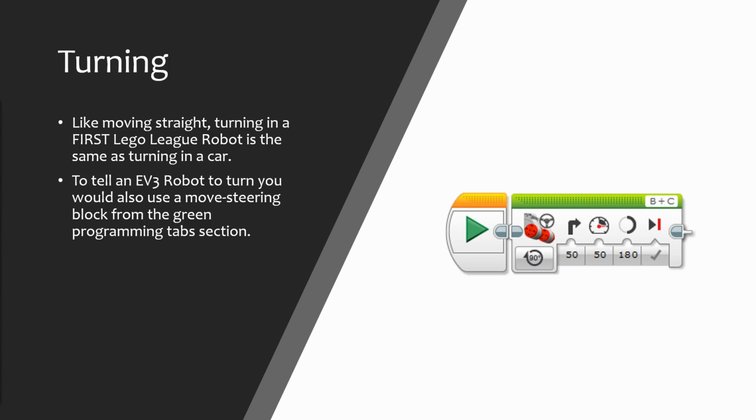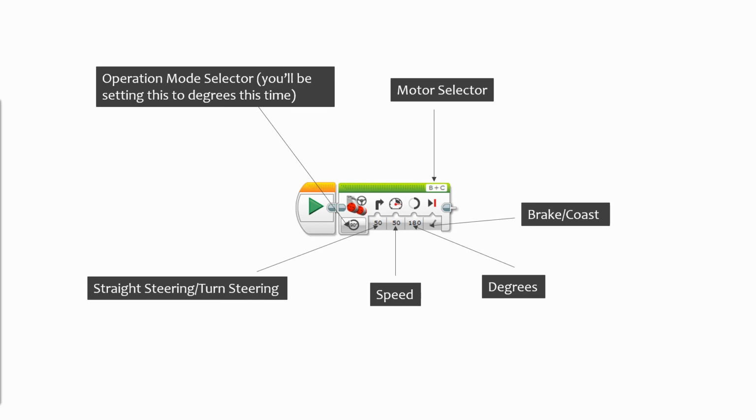Now that we've covered the 2 types of turns, let's get into the actual turning. Like turning straight, we would use a move steering block from the green programming tab section. You would drag it to the programming canvas until it connects with the green play button or the previous blocks on the programming canvas. Since we're using the move steering block again, we don't need to go over all the properties, but we do need to change a couple.